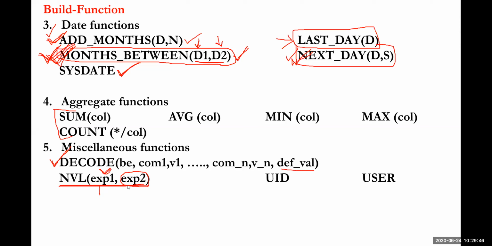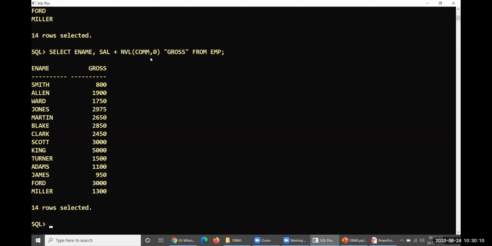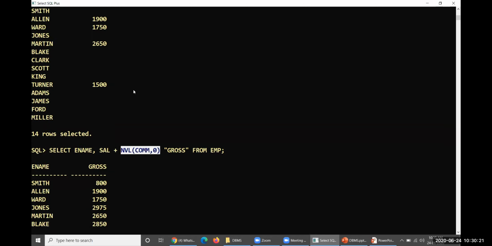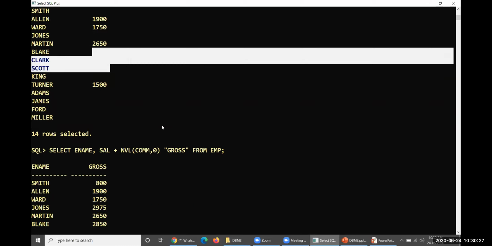Let us examine. I'd like to operate the same query. Here I consider NVL of commission, where commission is my column name. If commission is null, I'd like to replace it with 0. Of course, you could replace it with your own value, that doesn't matter. Look at this: instead of null, it has been substituted with 0. So for Smith, 800 plus 0 is 800. Whereas in the previous query, it doesn't give any output. I hope you understand what NVL is now.